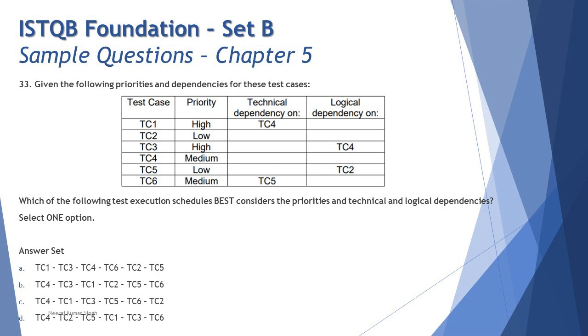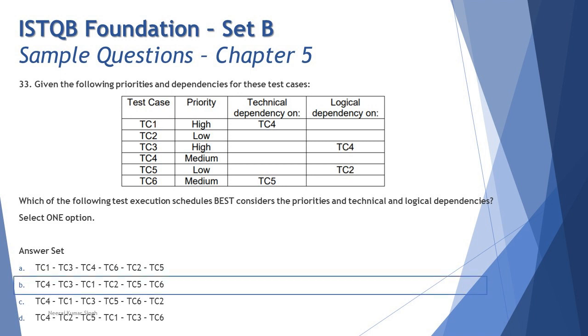If I see the options here, we have conflict in B and C. B says TC4, TC3, TC1, then TC2, TC5, TC6. Looks correct. What about C? TC4, TC1, TC3. Still here it is correct, but then it says TC5, TC6, TC2. No, we have to respect the technical and logical dependency. The last 3 test cases are not following the order. That's where it is wrong. So the right answer here is B: TC4, TC3, TC1, TC2, TC5, TC6.